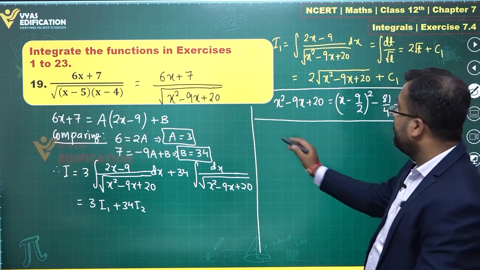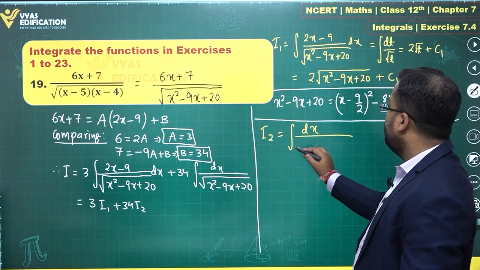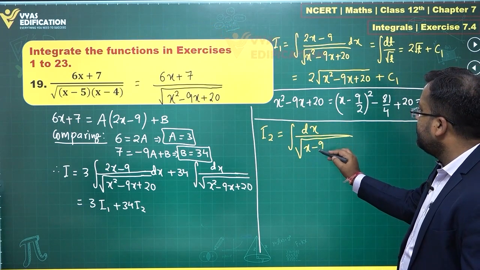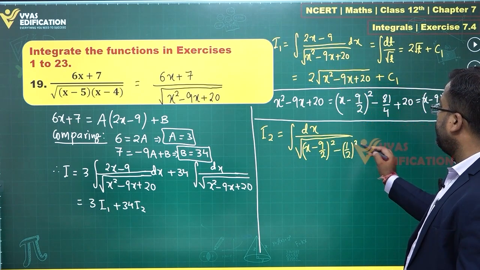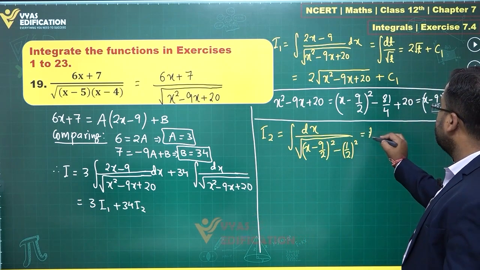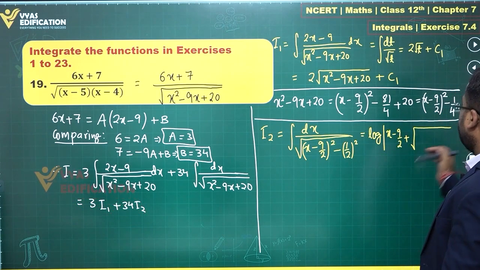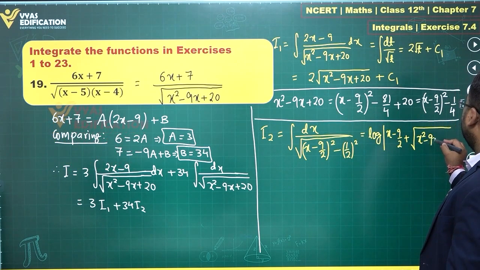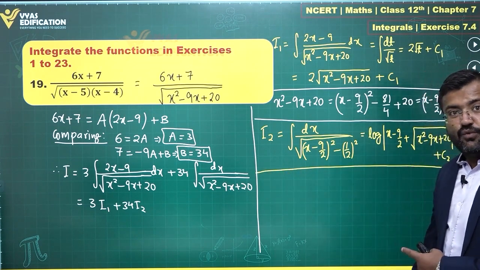Once I have converted this, I can write I2 now. I2 is equal to what? Integral of dx upon square root of this expression, which is x minus 9 by 2 square minus 1 by 2 square. This is nothing but under root of x square minus a square. The formula says this will be log modulus of x minus 9 by 2 plus under root of this whole expression, which is equal to this, modulus, plus constant of integration C2. This is I2 for us.